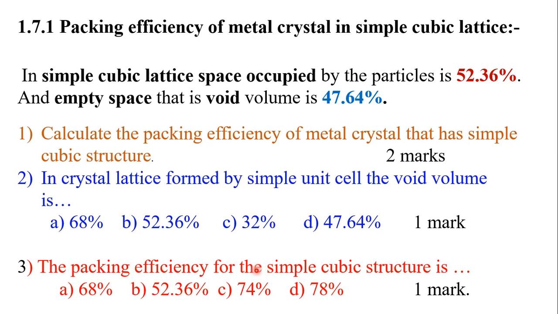Another type of question, that is MCQ. The packing efficiency for the simple cubic structure is. Now you know how much volume is occupied by the particle? 52.36%. So the packing efficiency for simple cubic structure is how much? The option is B, 52.36%. This question can also be asked for 1 mark. So like this, the questions can be asked on this point.